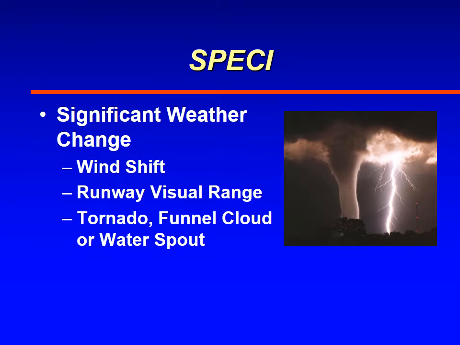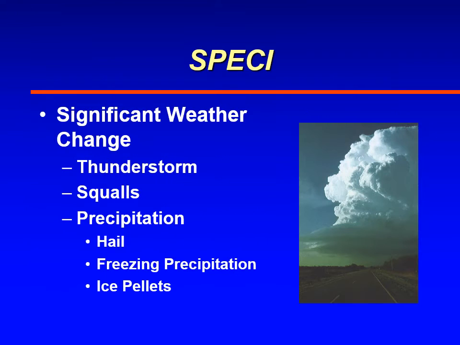Other criteria for special observations include a wind shift, and there is a number of degrees limitation. If it exceeds that over a certain period of time, then a special observation needs to be made. If the runway visual range is varying or changes by a certain amount, then a special observation needs to be made. And also, if there's a tornado at the airport, at the ASOS machine, or a funnel cloud or a waterspout, then special observations need to be made.